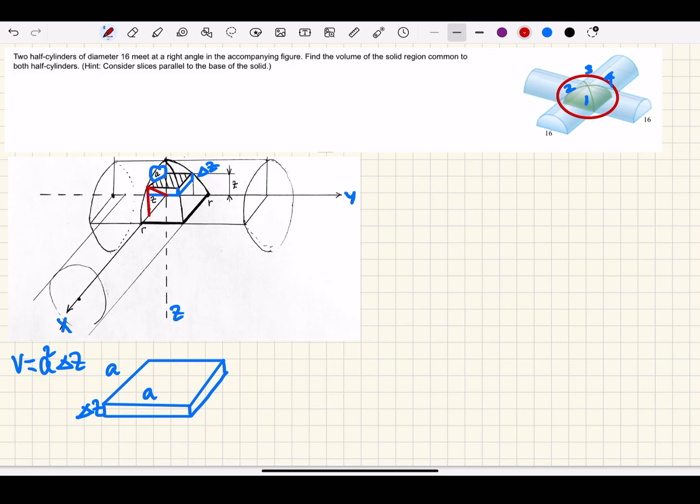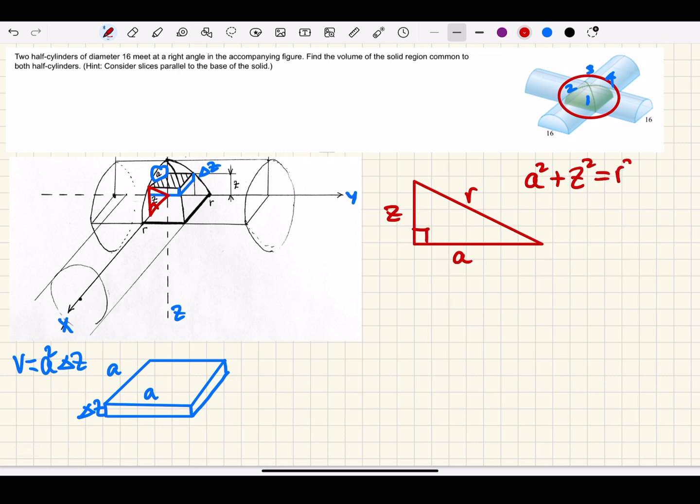If we were to look at this vertical and then along the x-axis to the origin, and then our line that we drew from the origin out to that point on the arc, we wind up with a right triangle. So let's draw that over here where we can analyze it a bit. So we have a right triangle that has an altitude of z. This leg would be A, and the hypotenuse would be the radius of one of those half cylinders. And we can see that we can apply the Pythagorean theorem. So we have a squared plus z squared equals r squared.